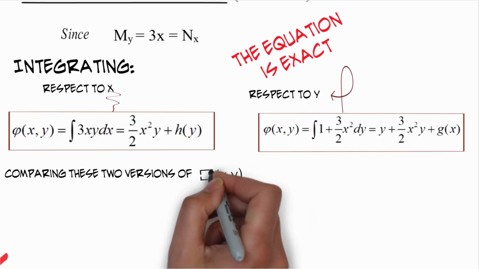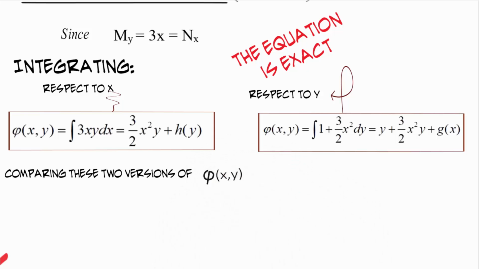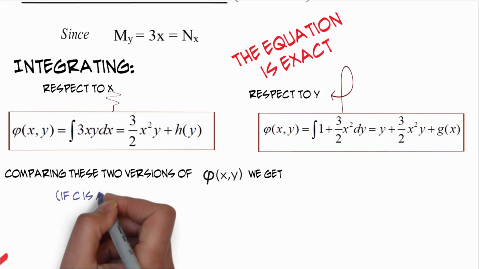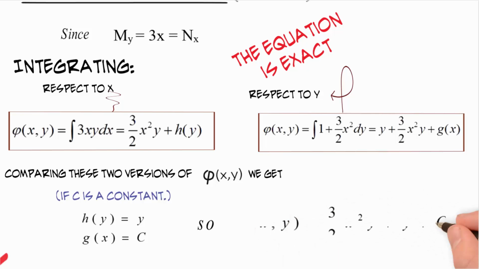Comparing the two versions of phi of x,y, we get that h of y equals y and g of x is a constant. So the solution phi of x,y is 3 over 2 times x squared times y plus y equals an arbitrary constant c.